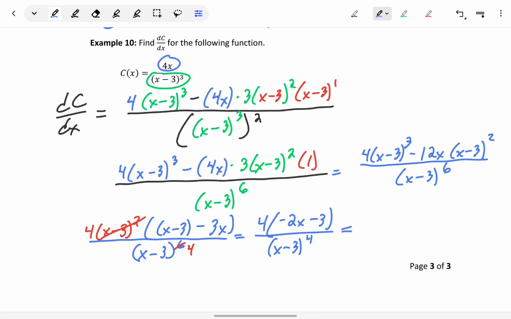And then the very last step that we can take here, just to factor out one more common factor, is between negative 2x and minus 3. We can factor out a negative 1 to rewrite this as negative 4 times 2x plus 3 all over the quantity x minus 3 to the fourth power.